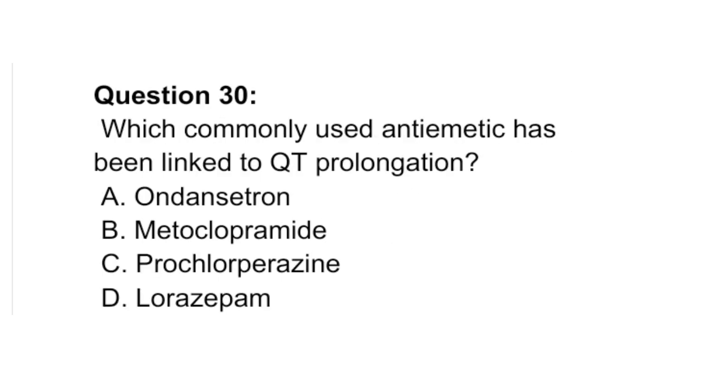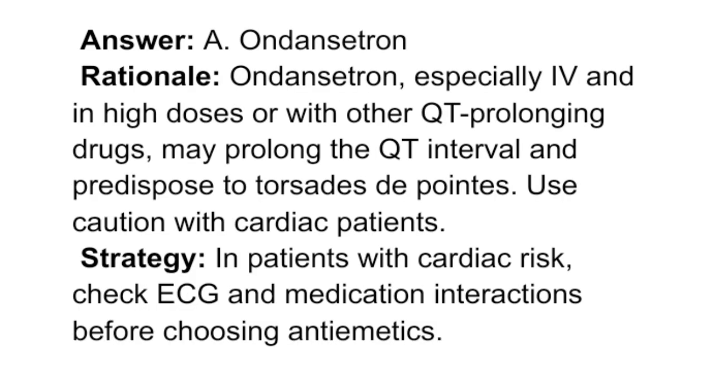Question 30. Which commonly used antiemetic has been linked to QT prolongation? A. Ondansetron. B. Metoclopramide. C. Prochlorperazine. D. Lorazepam. Answer: A. Ondansetron. Rationale: ondansetron, especially in high doses or with other QT-prolonging drugs, may prolong the QT interval and predispose to torsades de pointes. Use caution with cardiac patients. Strategy: in patients with cardiac risk, check ECG and medication interactions before choosing antiemetics.